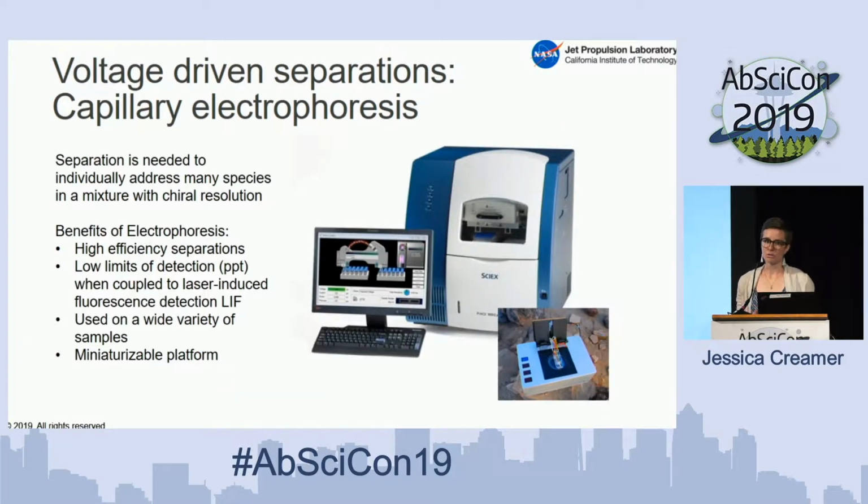So in order to go and search for those signs, you need a technique that can take a sample that has a mixture of all those amino acids, and separate them out so that you can individually identify and quantify them. And the technique that we think is the best is capillary electrophoresis. It's a voltage-driven separation, and it's all liquid-based, which is really good when you're going to go study water or ice. It also has very low limits of detection, down to nanomolar or parts per trillion, when coupled with laser-induced fluorescence detection. And it's miniaturizable.